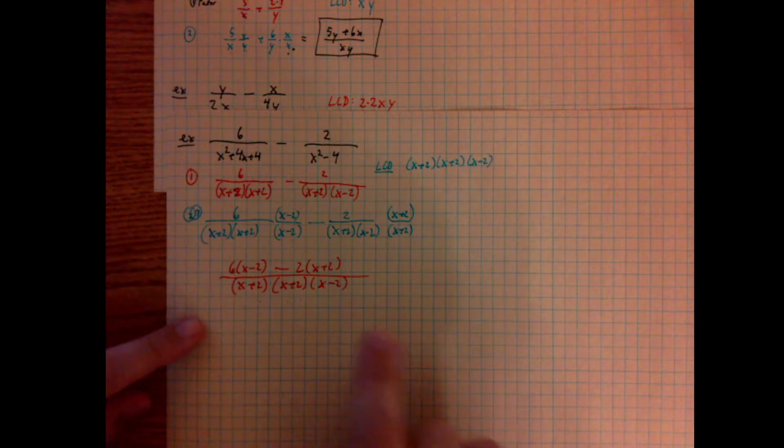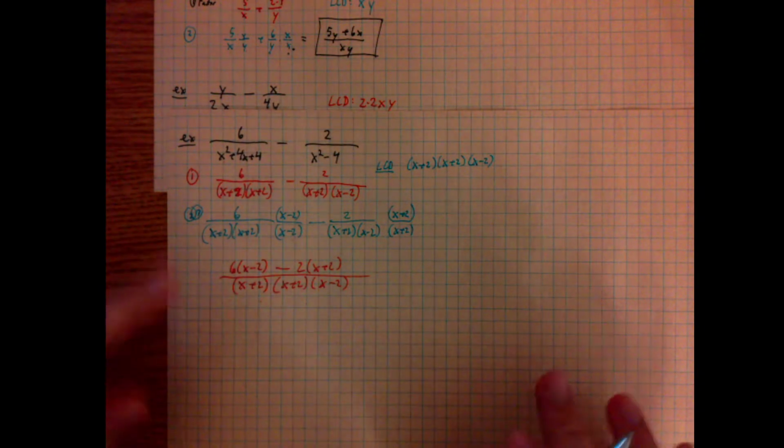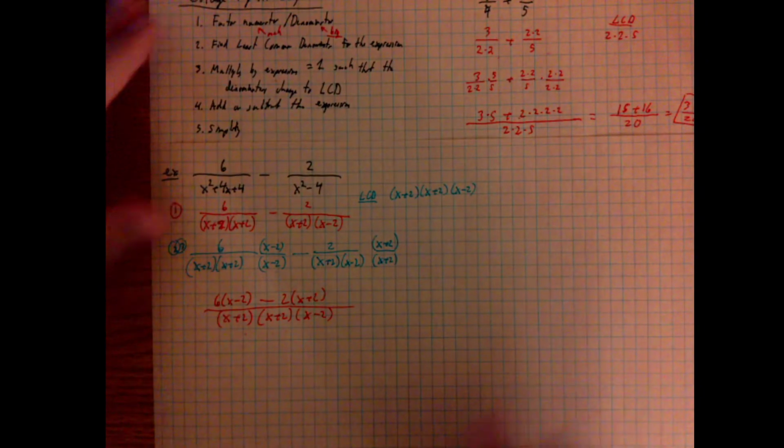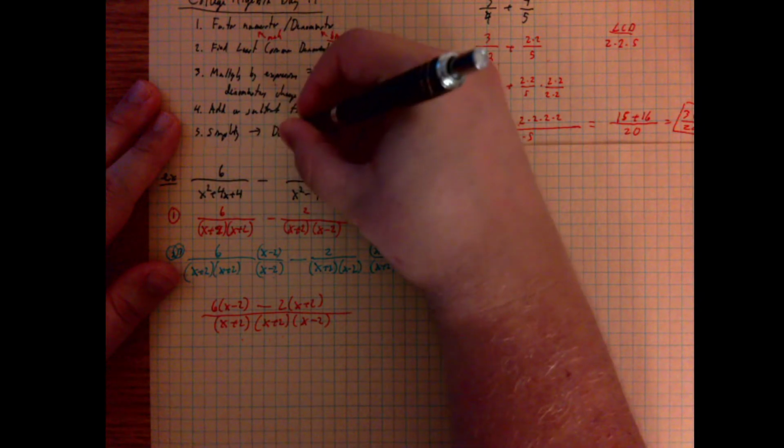Now, this is the actual subtraction component. Now I need to see if I can simplify anything, and there is stuff to simplify. Now, a note on the simplifying rule. It is not necessary to simplify the denominator.